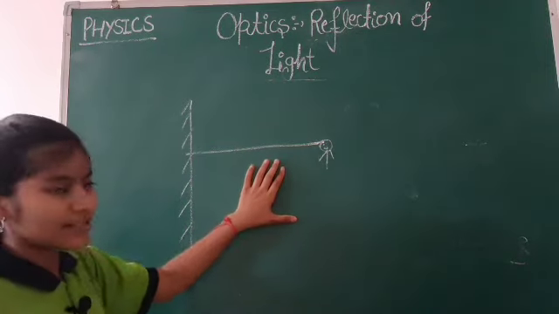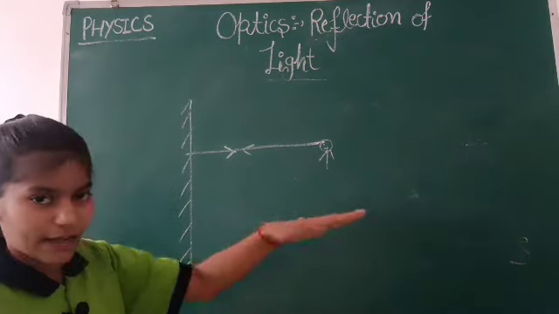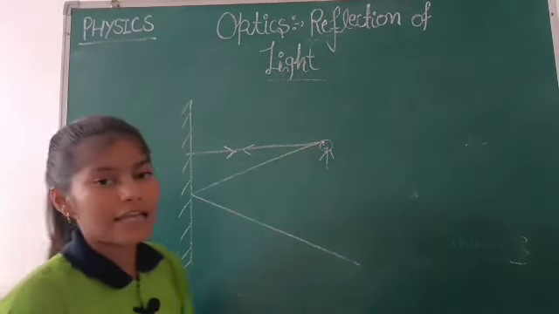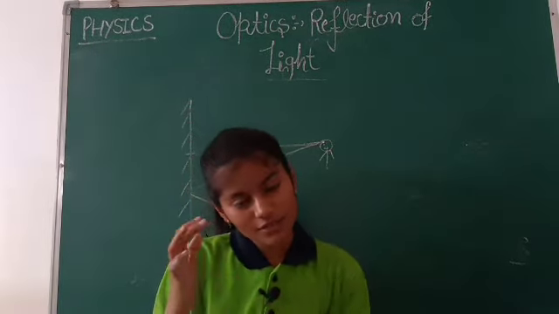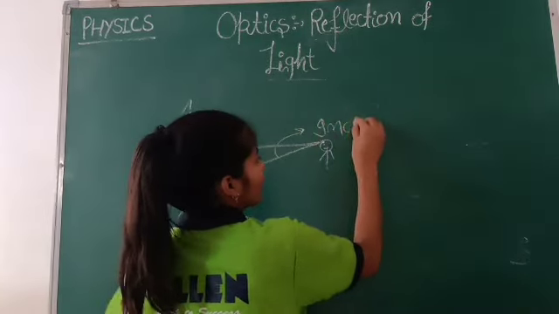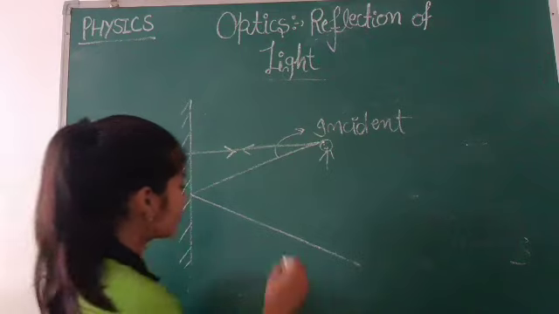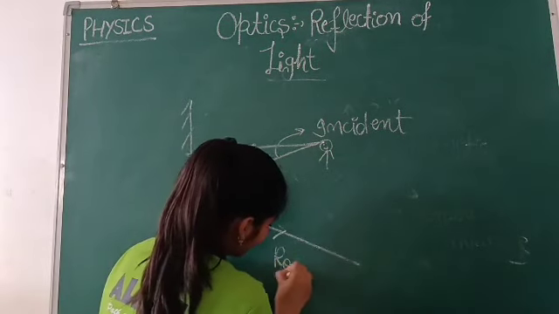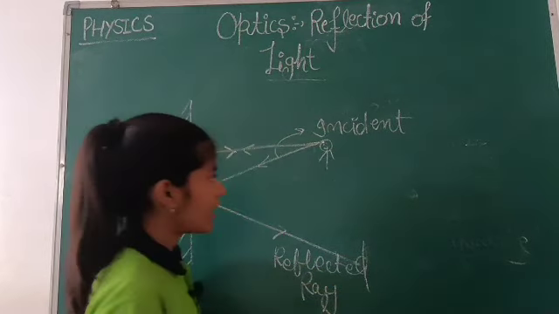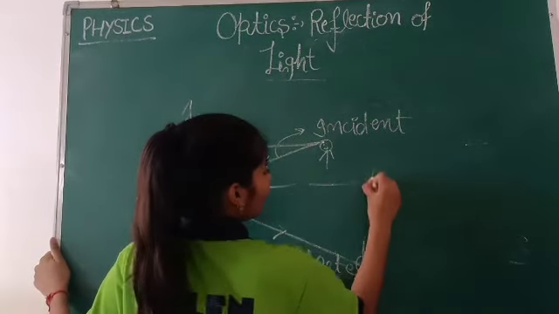Now if light is coming like this and striking the surface, it will bounce back, and it will have some angle. The line which is striking the surface is what we call the incident ray. The one which is bounced back or reflected is what we call the reflected ray. And we have a few laws. For this, the line which is perpendicular to the surface is what we call the normal.